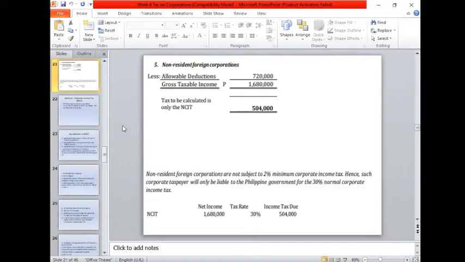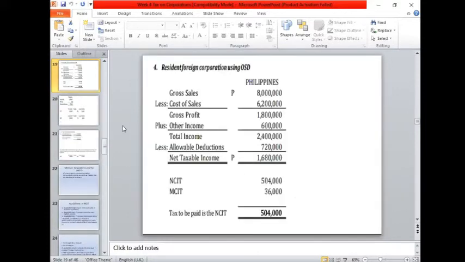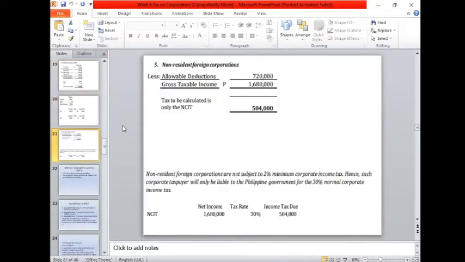Of course, the basis of the normal corporate income tax is after the deduction of those allowable deductions to the gross profit. So that will be the gross taxable income. So therefore, that's 30%. So that's only the normal corporate income tax of the corporation, if it is a non-resident foreign corporation.